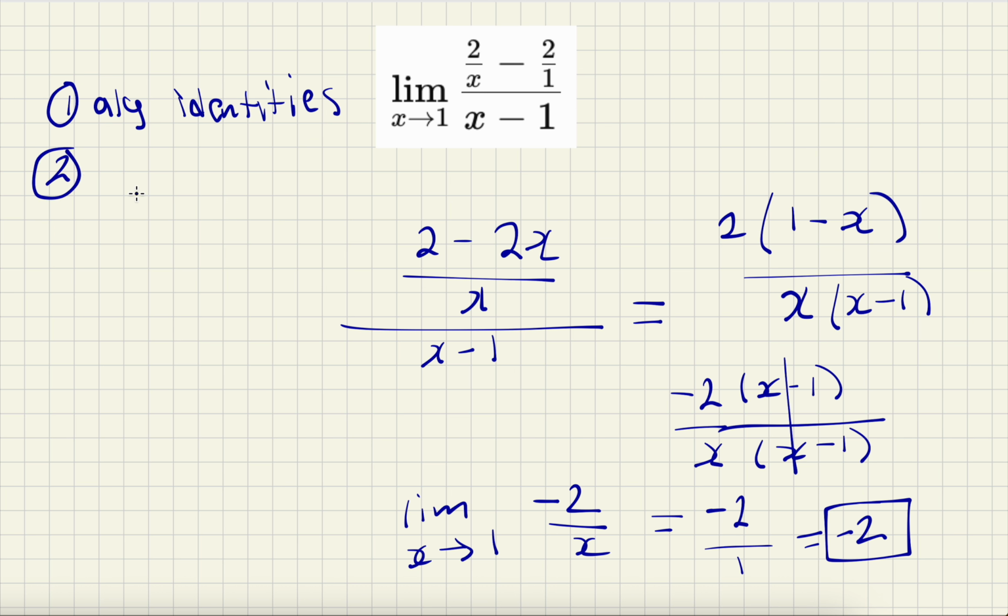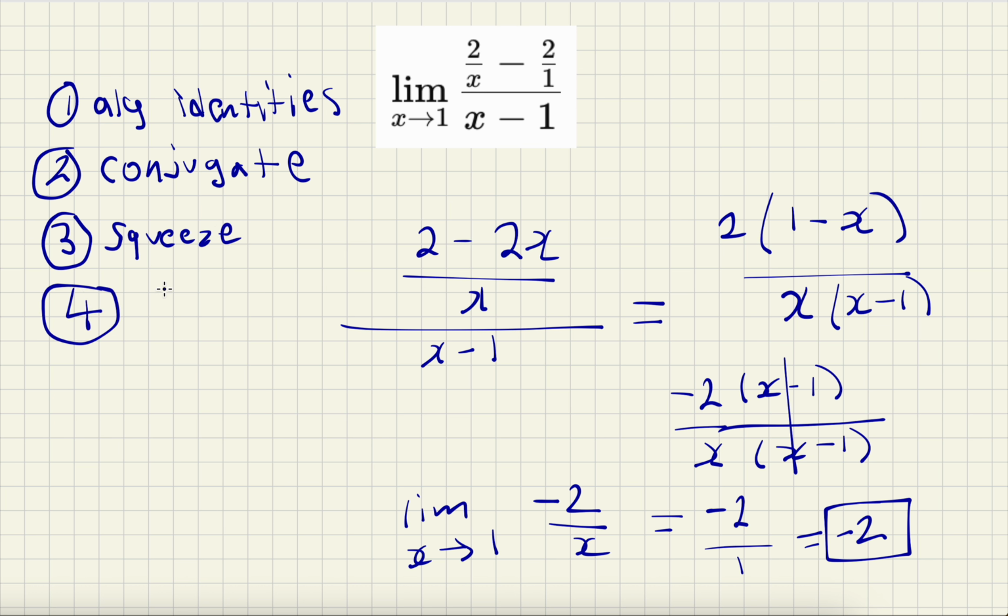The second method I taught you was multiplying by the conjugate. The third method I taught you was only in the case of trigonometric functions, and that's using the constraints and the squeeze theorem. The fourth and final method I taught you was simply finding a common denominator. So these are some of the most common ways to solve limits of an indeterminate function.